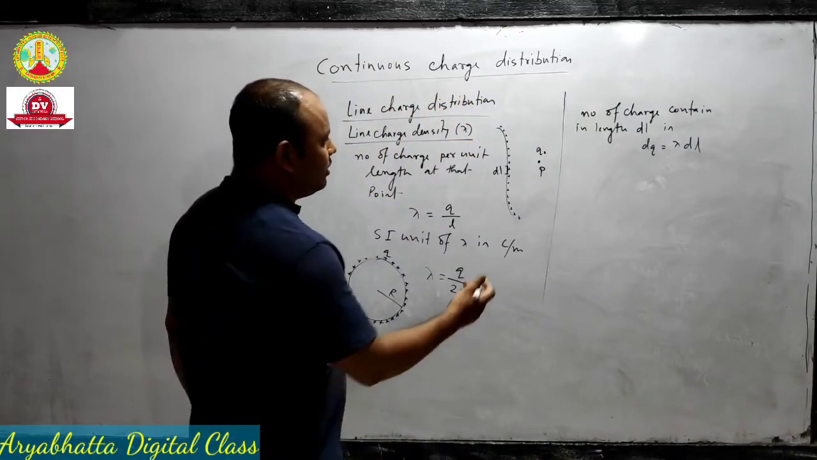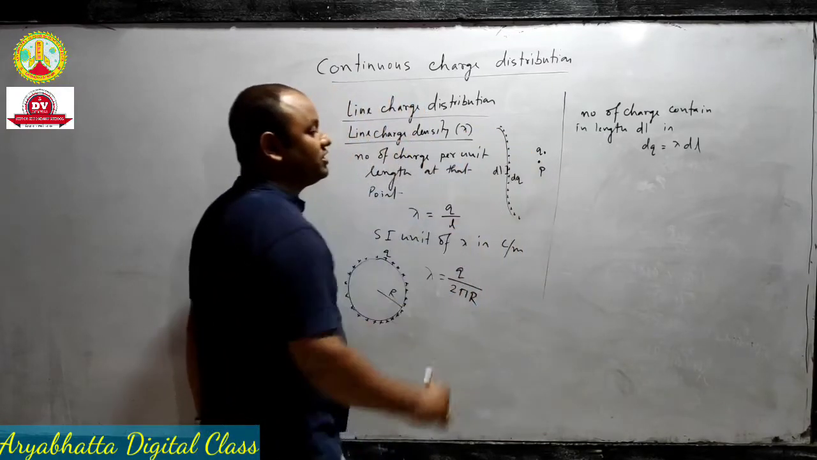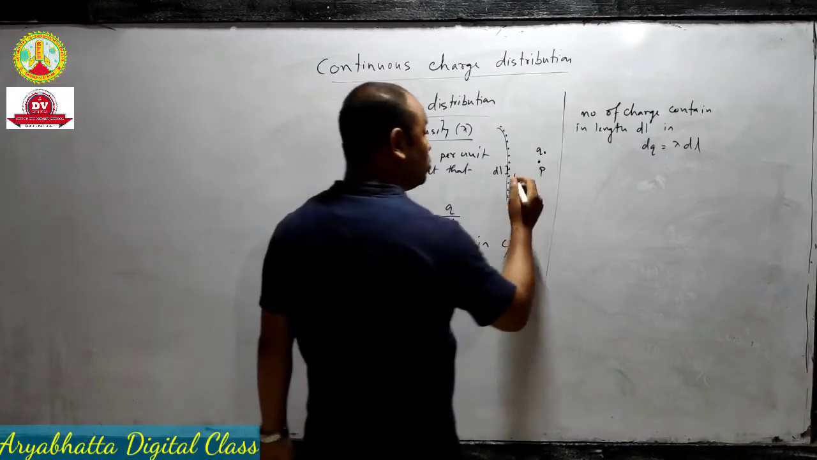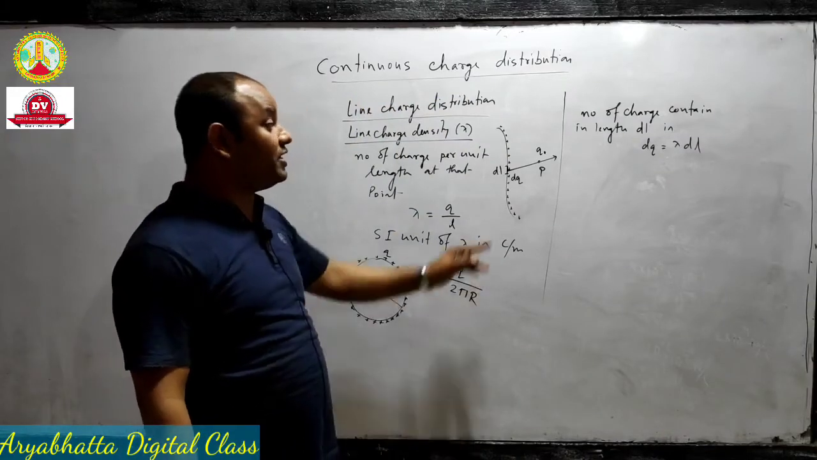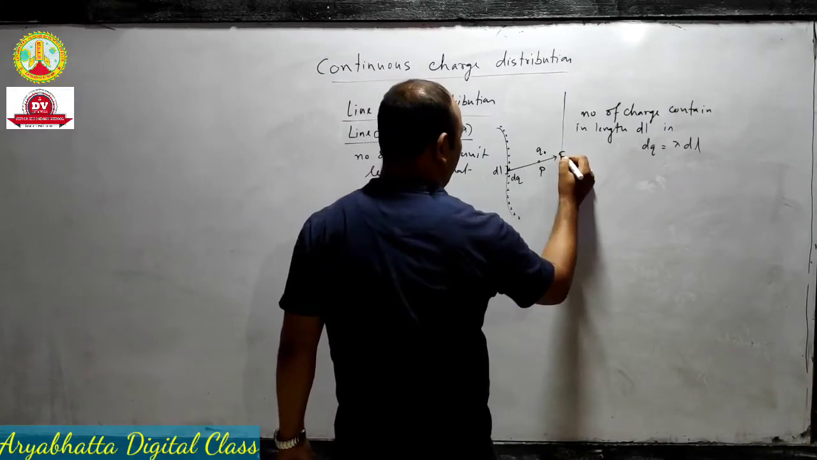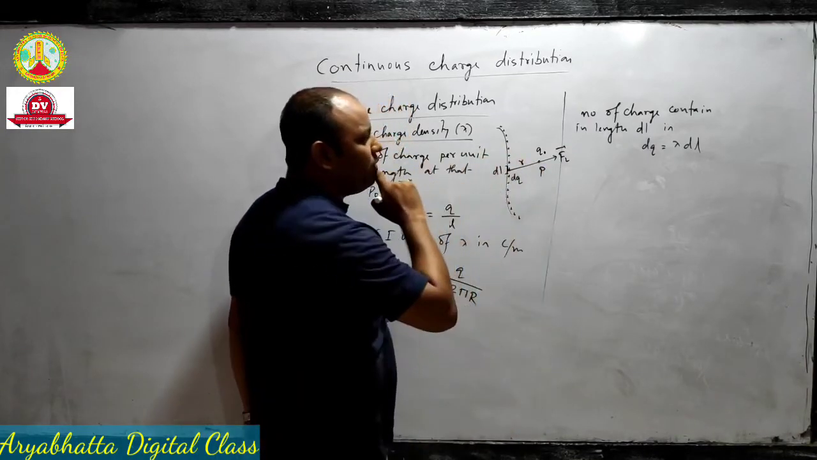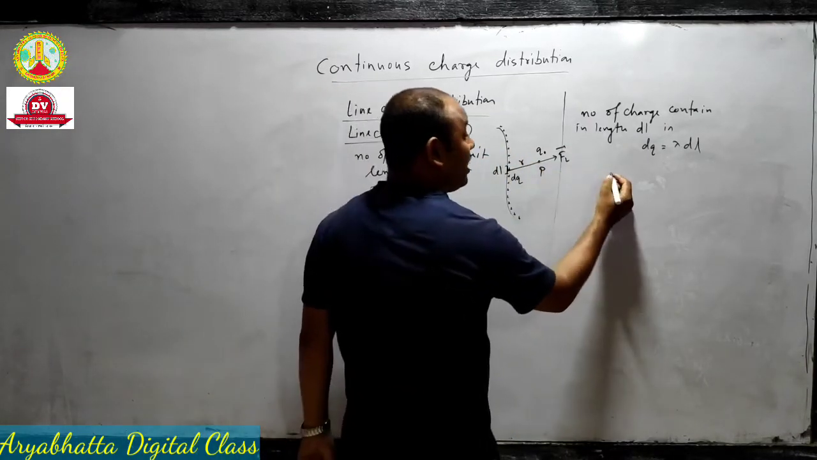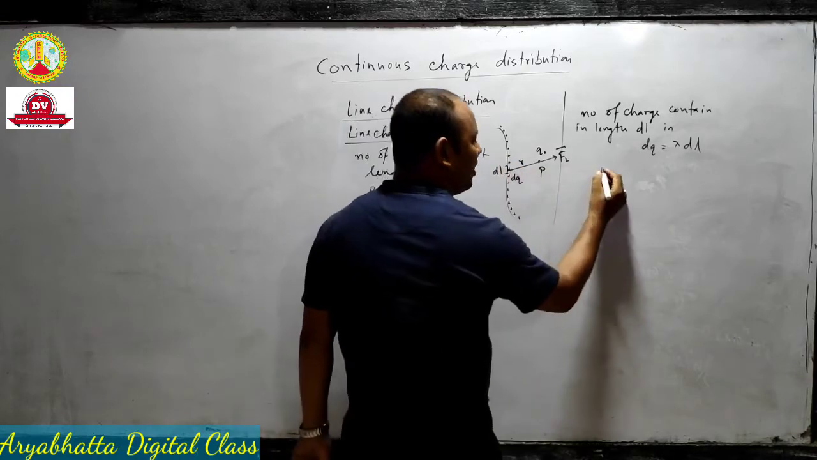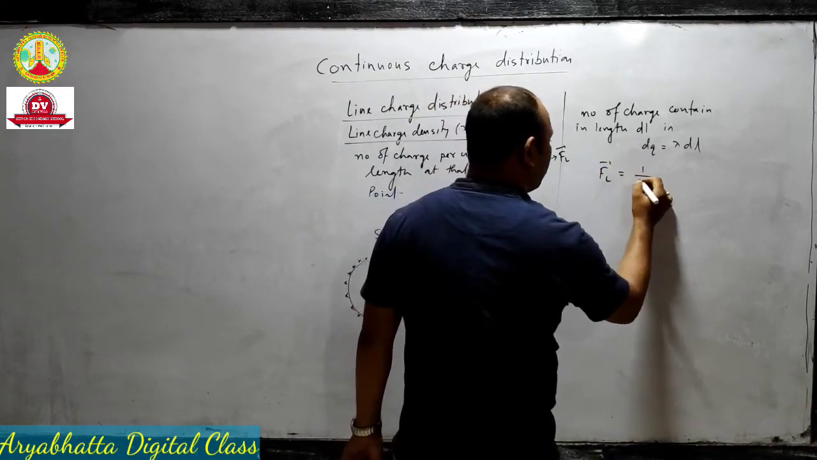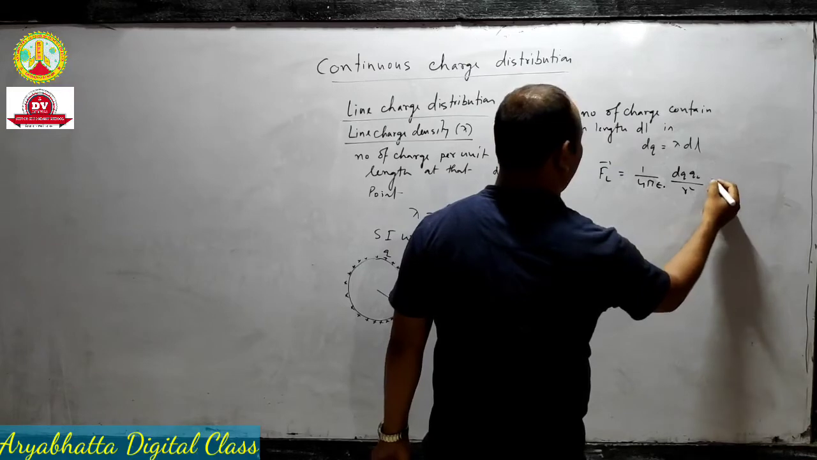Here we have considered a length of dl, and on that length the amount of charge is dq. That dq charge will repel this q naught in this direction with a force F(L), L for line charge distribution. If the point P is at a distance r, then the force exerted upon that point charge due to this small charge dq will be F(L) equal to 1 by 4 pi epsilon naught, dq q naught by r square, r cap.